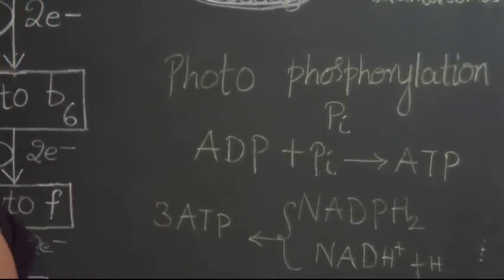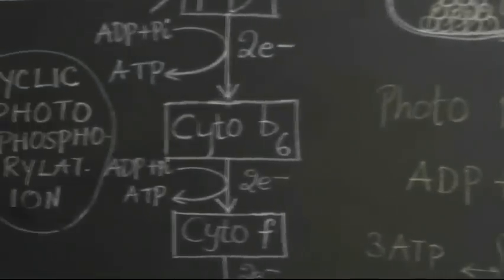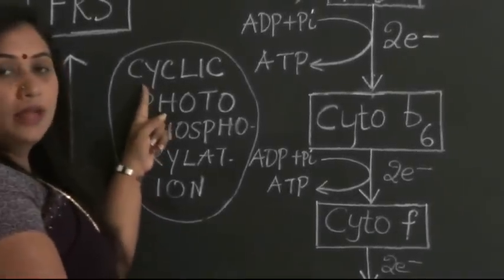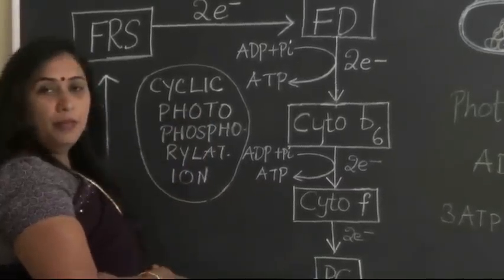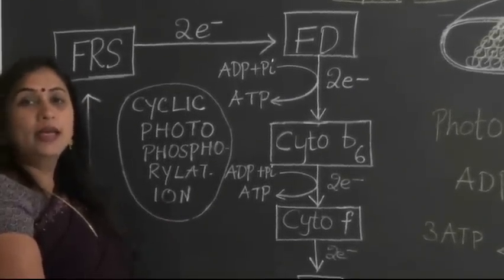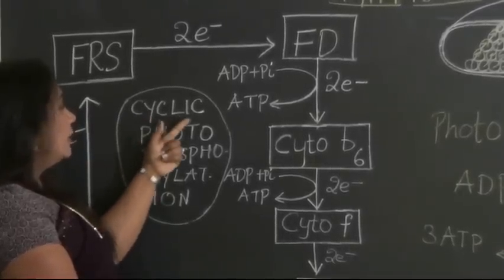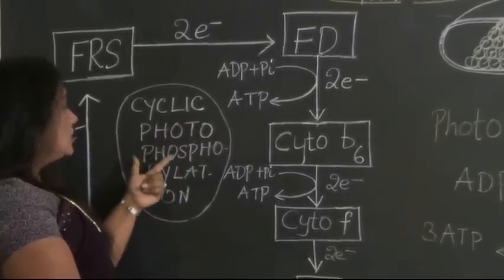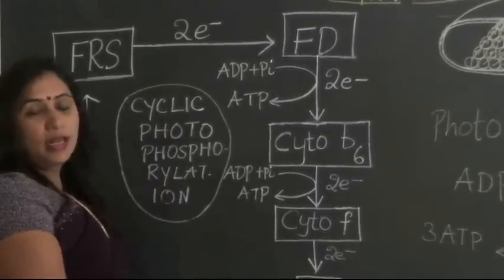Now, what is this cyclic photophosphorylation? What do we mean by this? The name itself gives us an idea that the path traced by the electron in this case is cyclic. It will return to the same chlorophyll molecule from which it was ejected. So if the path traced is cyclic, it is called cyclic. And you know why it is called photophosphorylation? Because it makes phosphorylation happen by utilizing sunlight.